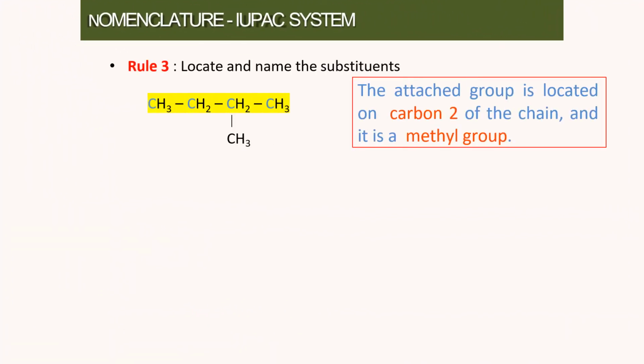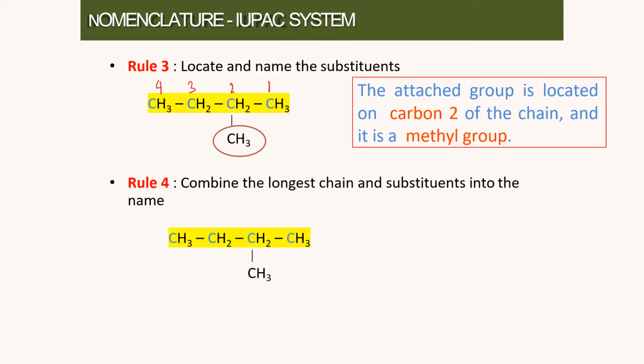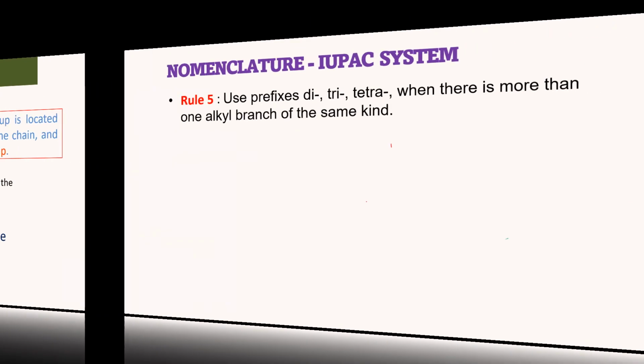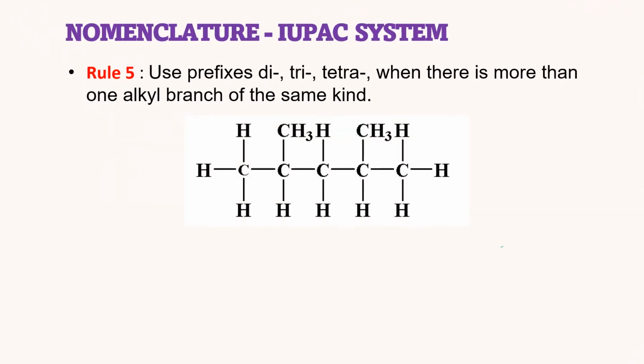Rule 3, locate and name the substituents. The attached group is located on carbon 2 of the chain, and it is a methyl group. Rule 4, combine the longest chain and substituents into the name. Thus this example is 2-methylbutane. Rule 5, use prefixes di, tri, tetra when there is more than one alkyl branch of the same kind.